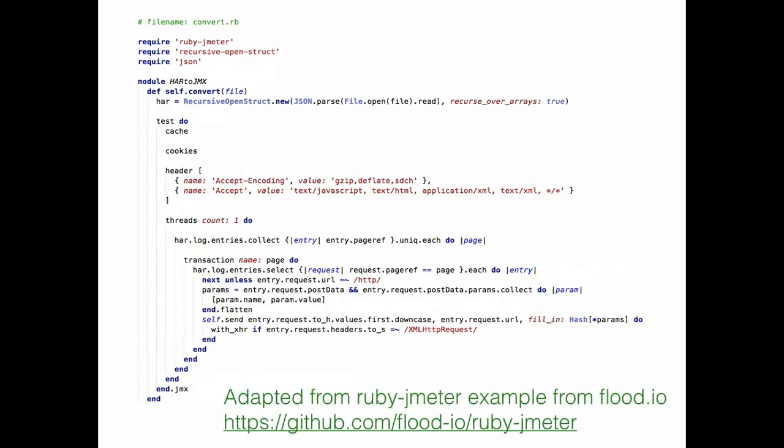And this piece of code here is what's responsible for taking the har file, converting it into a JMX file, and mapping the schema. I borrowed this and adapted it from the Ruby JMeter example that Flood.io made available in their open source library. Flood.io is a cloud provider that helps with doing load in the cloud, very similar to BlazeMeter. But this is just a helpful example of how to actually convert the file.